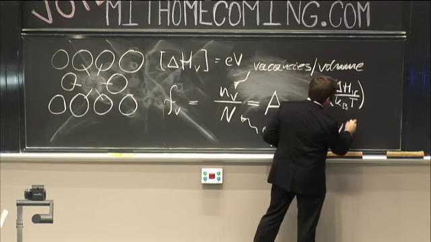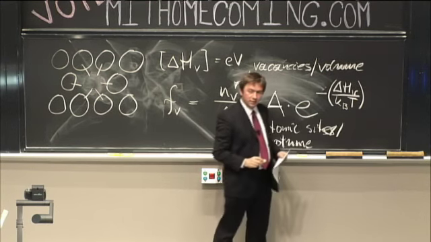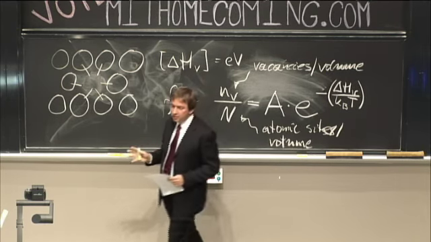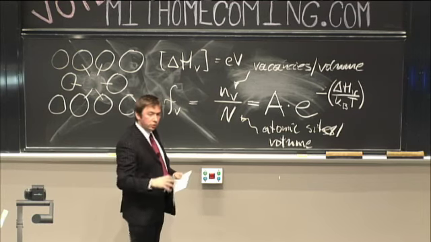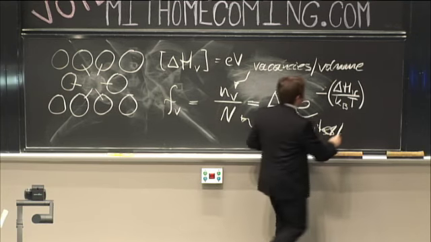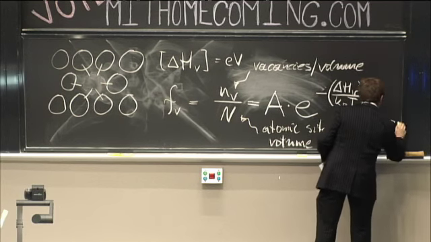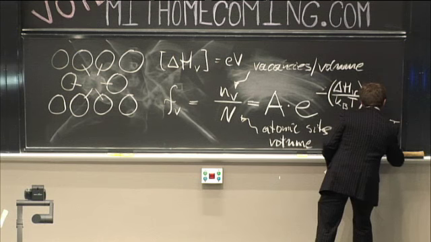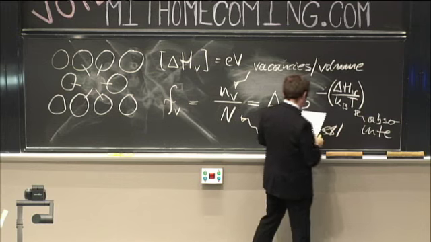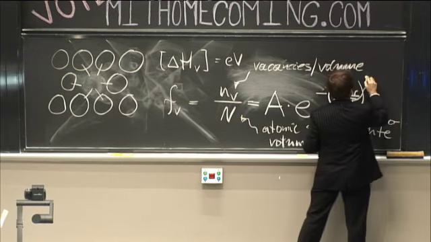So when you do these calculations, make sure to use the absolute temperature in Kelvin. And dimensional analysis will tell you that the units of the Boltzmann constant have to be energy units per degrees, so eV per Kelvin, for instance. So this is the absolute temperature. This is the vacancy formation energy, and this is the Boltzmann constant.